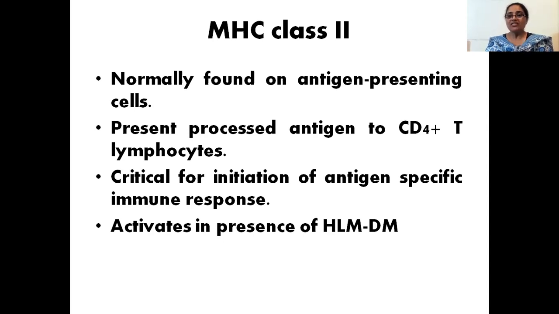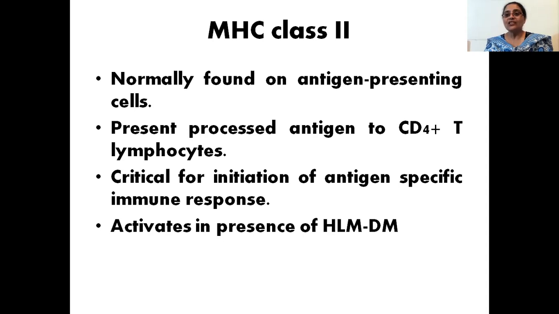So this MHC class 2 has a very important role in initiating adaptive immune response. Remember, MHC class 2 has an important role in initiating adaptive immune response, that is proliferation of T cells and B cells, and then synthesis and secretion of immunoglobulins.